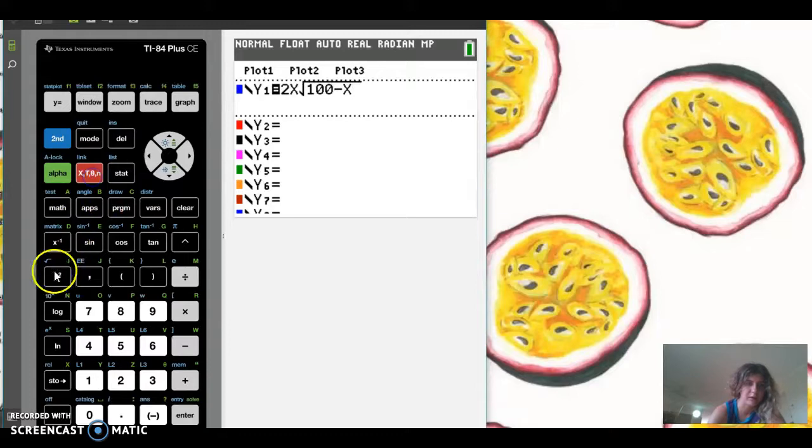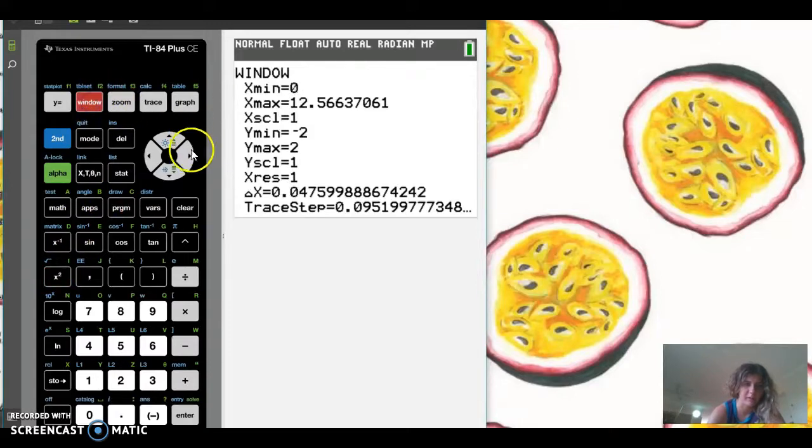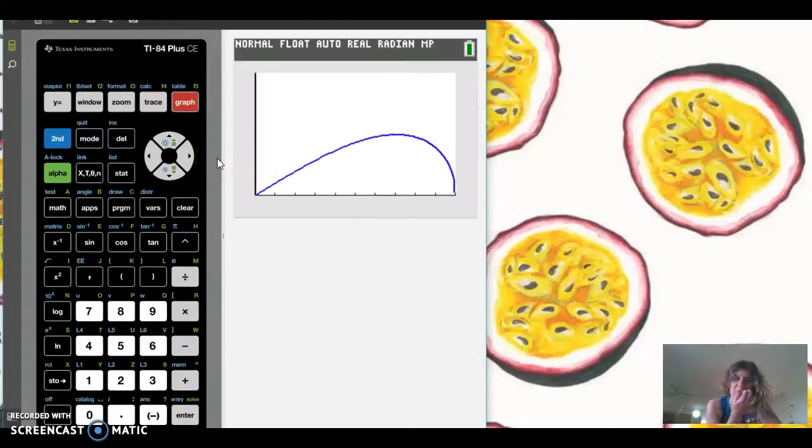minus x squared. Now I've already done this, so I know what the window settings have to be. So it's going to be 0 to 10, and I'm going to set my y min at 0 and my y max at about 200. You guys will have to play around with it a little bit with every question to see how it works. Anyway, so we got a nice looking graph there.